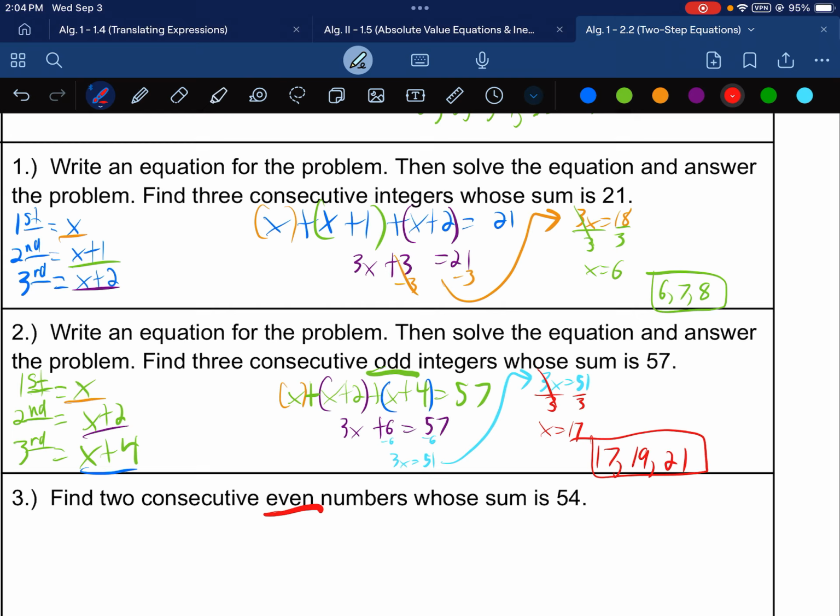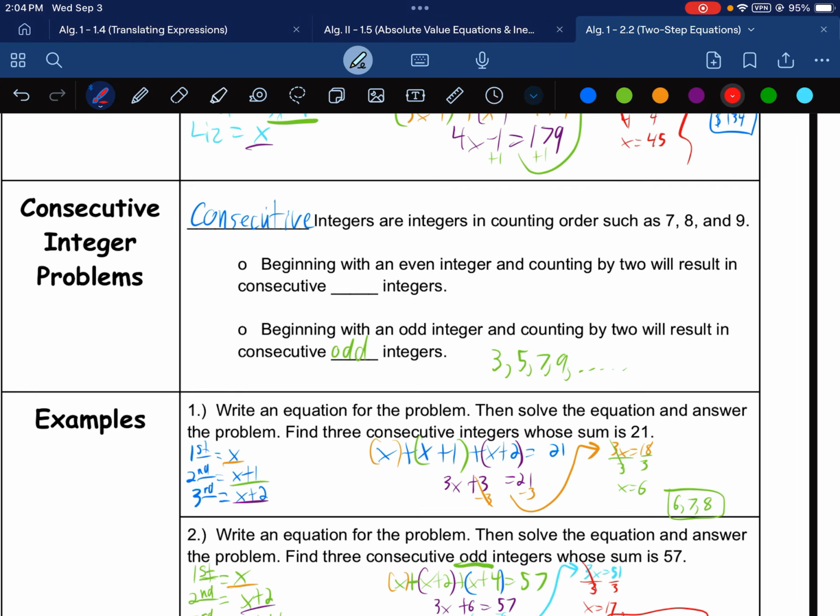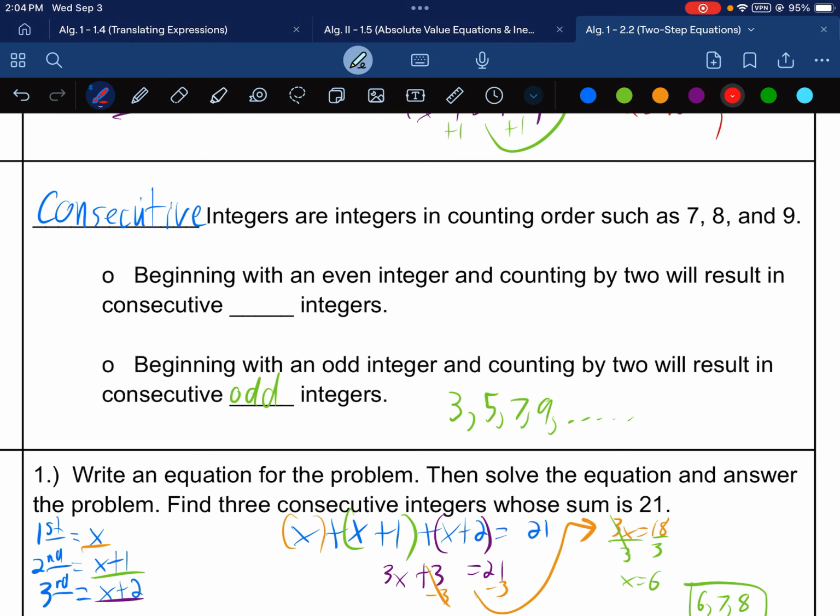Number 3 says find 2 consecutive even numbers whose sum is 54. So we're not having to find odd ones this time, we're finding even this time, and we're finding 2 of them. Now, beginning with an even integer and counting by 2 will result in consecutive blank integers.